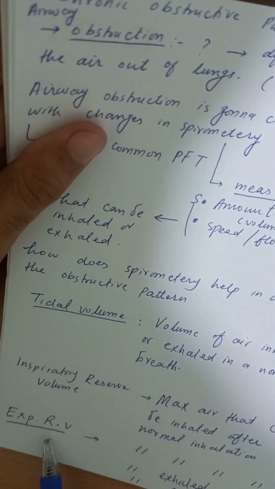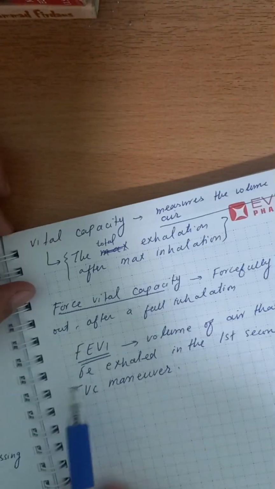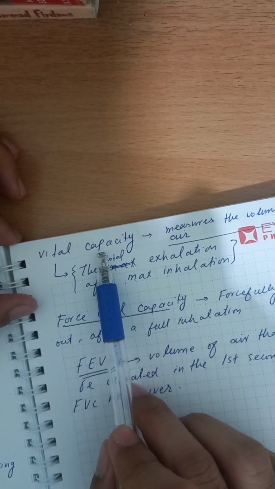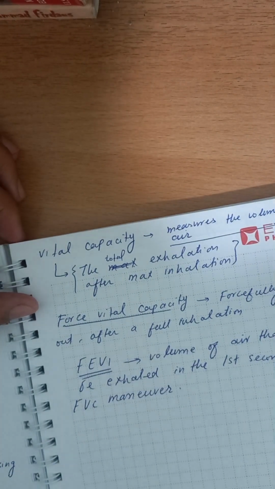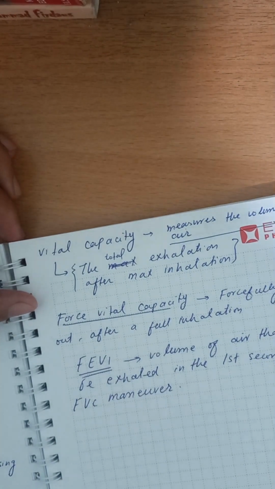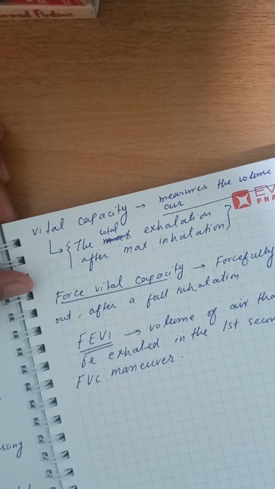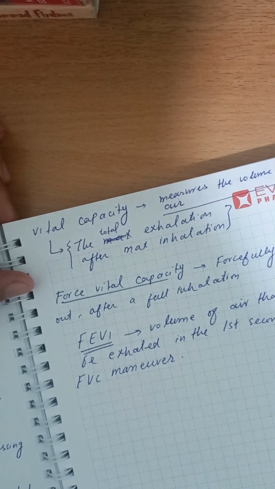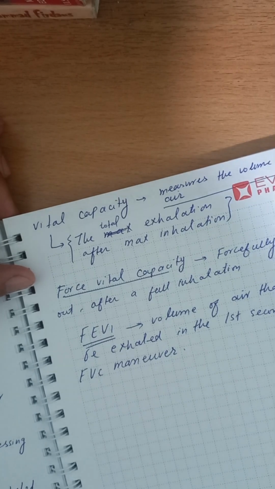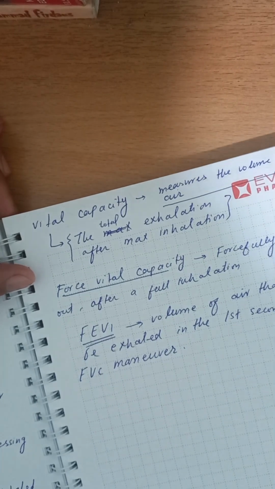So these are the terms: tidal volume, inspiratory reserve volume, and expiratory reserve volume. Now you have to know what is vital capacity. Vital capacity is basically the total exhalation after the maximum inhalation. It's simple, right? The total exhalation after the maximum forceful inhalation. The amount of air you breathe out, that is vital capacity.